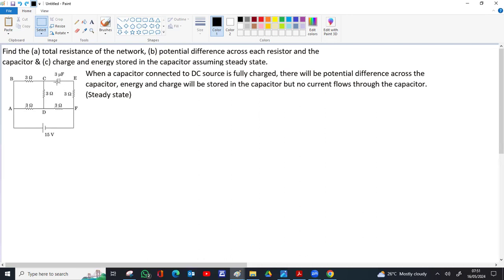During the fully charged state, there will be a potential difference across the capacitor, but no potential difference across the resistor because V equals I into R and I is 0. Capacitor potential is V equals Q by C. Q is there, C is there, so we have potential. Now we are redrawing the diagram by removing CEF, imagining CEF to be removed, for finding the total resistance, current and potential difference across the rest of the branch.